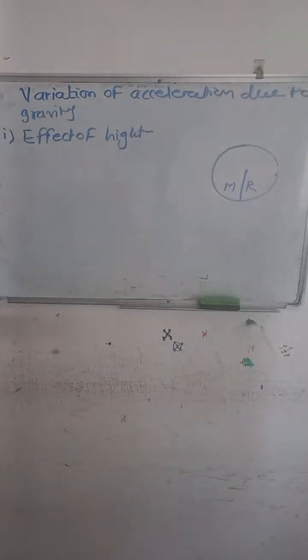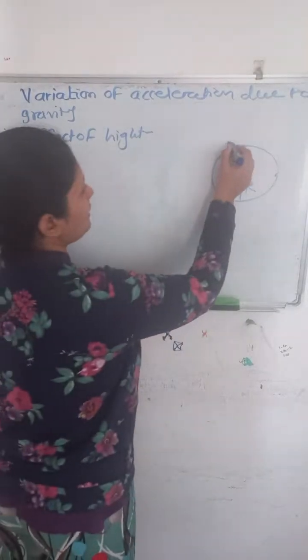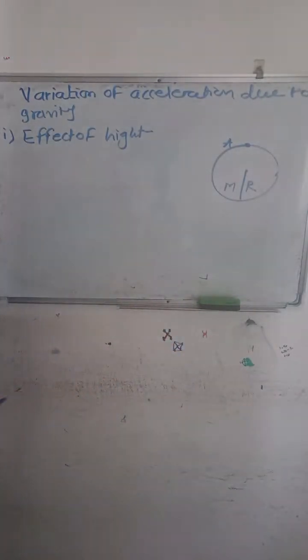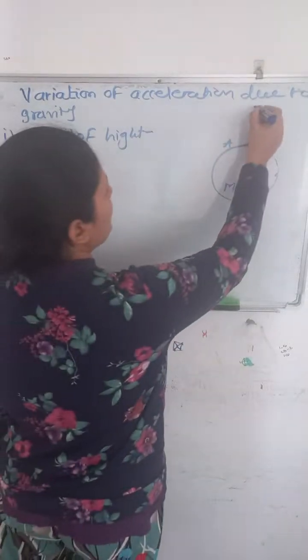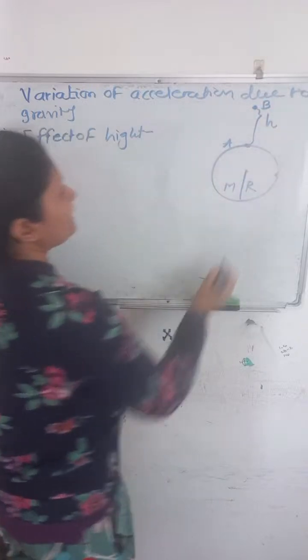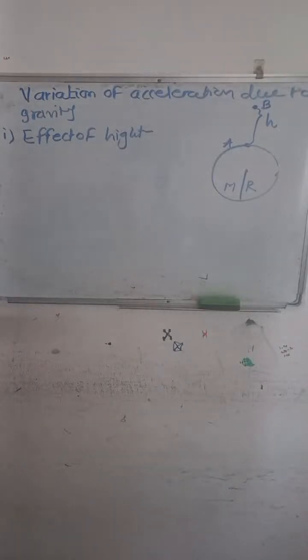In the last case we calculated the acceleration due to gravity when the body is on the surface of the earth. So now suppose on the surface of the earth this is a point A, and in that case we got small g, that is acceleration due to gravity, equal to GM by R square. So now I raised that body to a certain height and I kept it at B. From A to B this height is h.